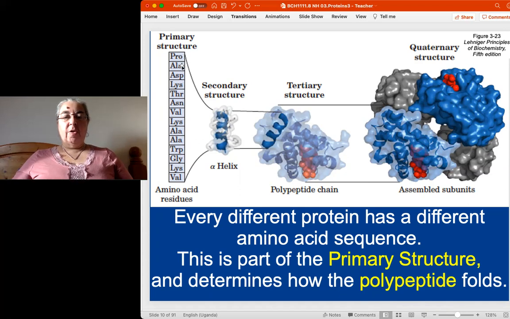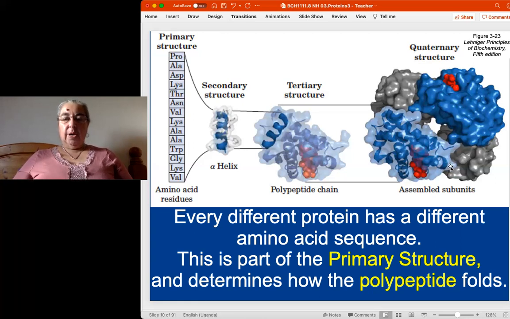And because of the particular amino acids in this chain, the protein can fold up into different levels of structure. So here we see secondary structure. This is an alpha helix. Then tertiary structure, a number of different alpha helices and other parts of the structure. And then quaternary structure, where different subunits of a protein come together to form a complete protein.